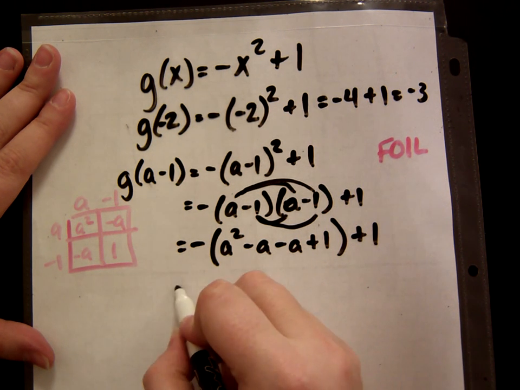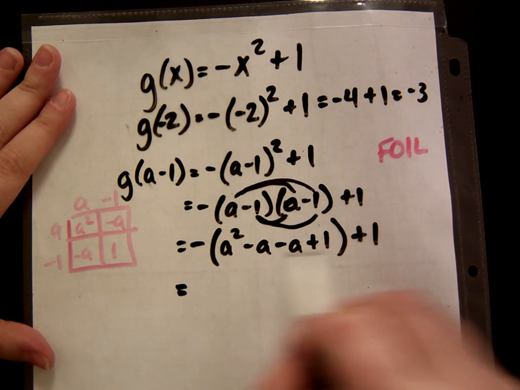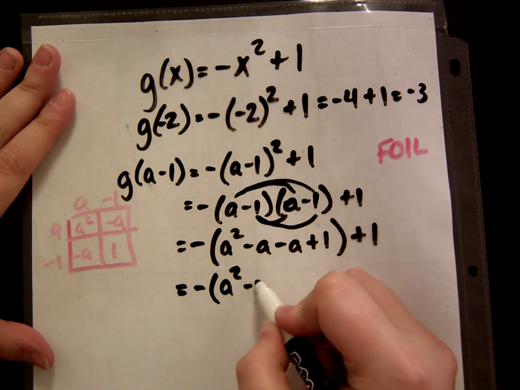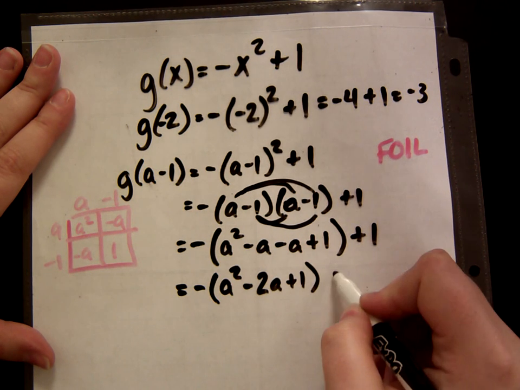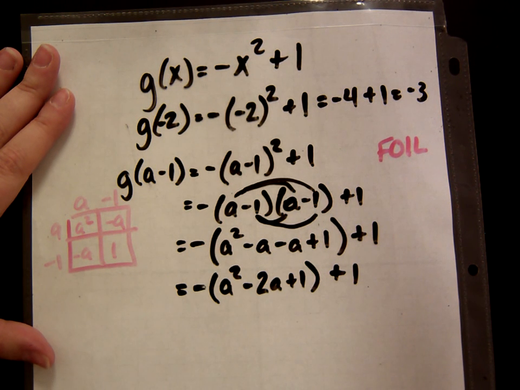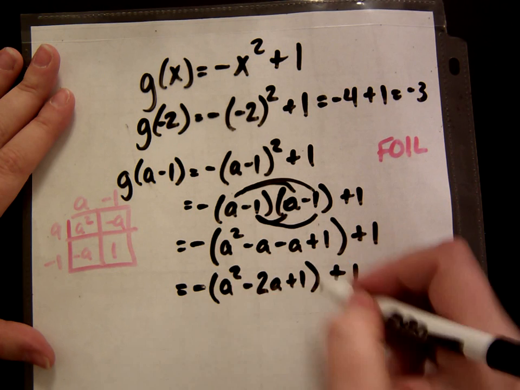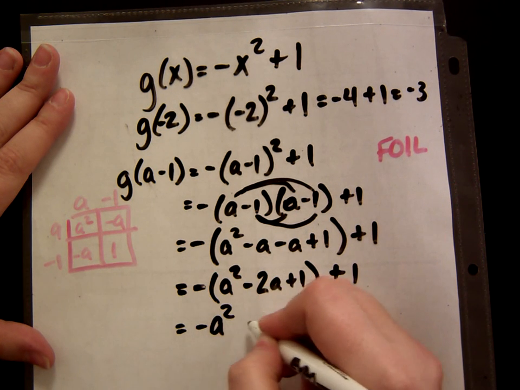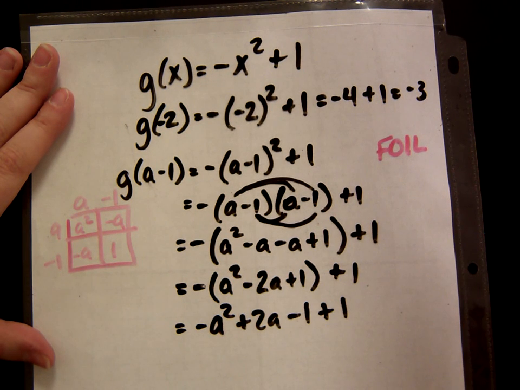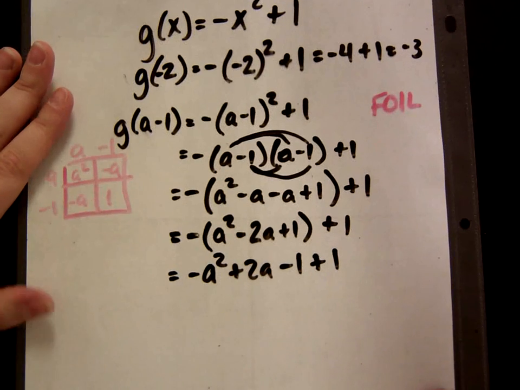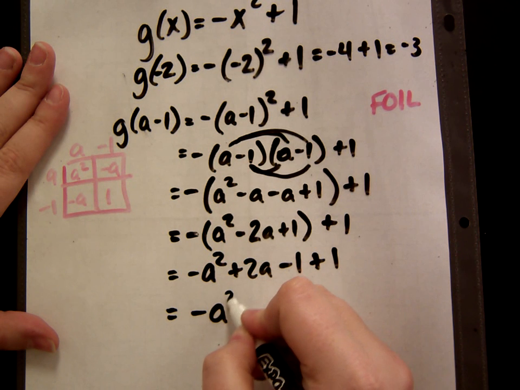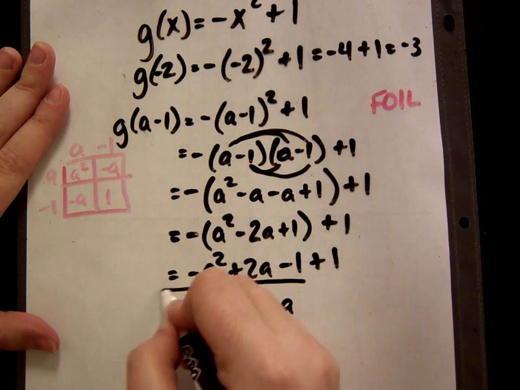So let's continue working this problem. What I'm going to do next is combine some like terms. A squared minus 2a plus 1, and then plus 1 here. Now you notice I still have parentheses around this. The reason I have parentheses around it is because I have that negative out front. Because now I have to distribute the negative to get negative a squared plus 2a minus 1, and then the plus 1 I've just been carrying down. And negative 1 plus 1 is just 0, so there we go.